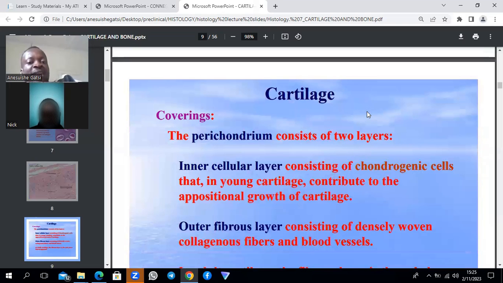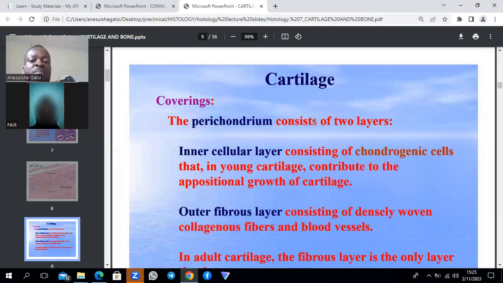Then the covering, it's perichondrium. The perichondrium will have an inner layer and an outer layer. Remember, perichondrium, I said it's dense, irregular connective tissue. The inner layer is the one that is cellular, which has chondrogenic cells that can give rise to new cartilage via appositional growth. Then the outer layer is a bit fibrous.